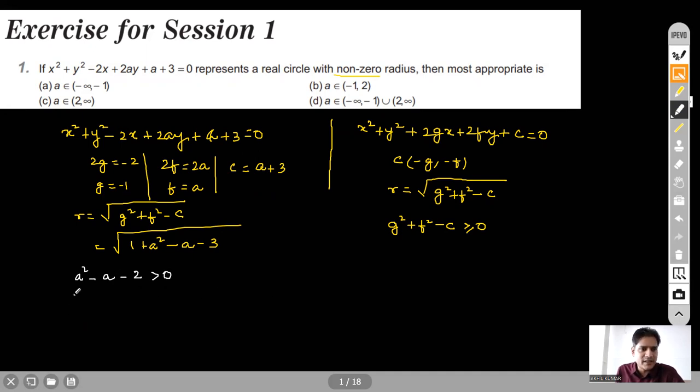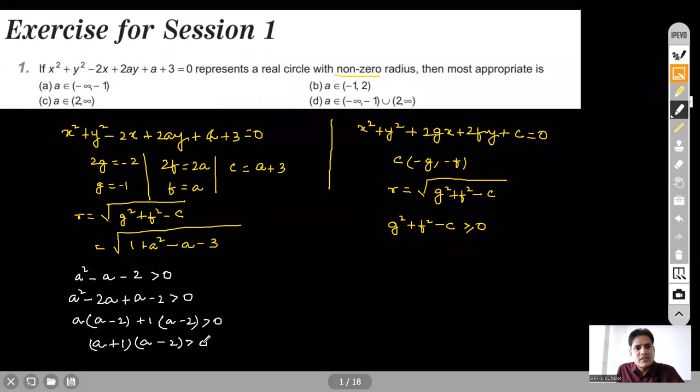So let's factorize this quadratic. This will be a square minus 2a plus a minus 2. This must be greater than 0. So then a into a minus 2 plus 1 into a minus 2 must be greater than 0. So the factors are a plus 1 and a minus 2, greater than 0. Okay. So we have to solve this inequality, right?